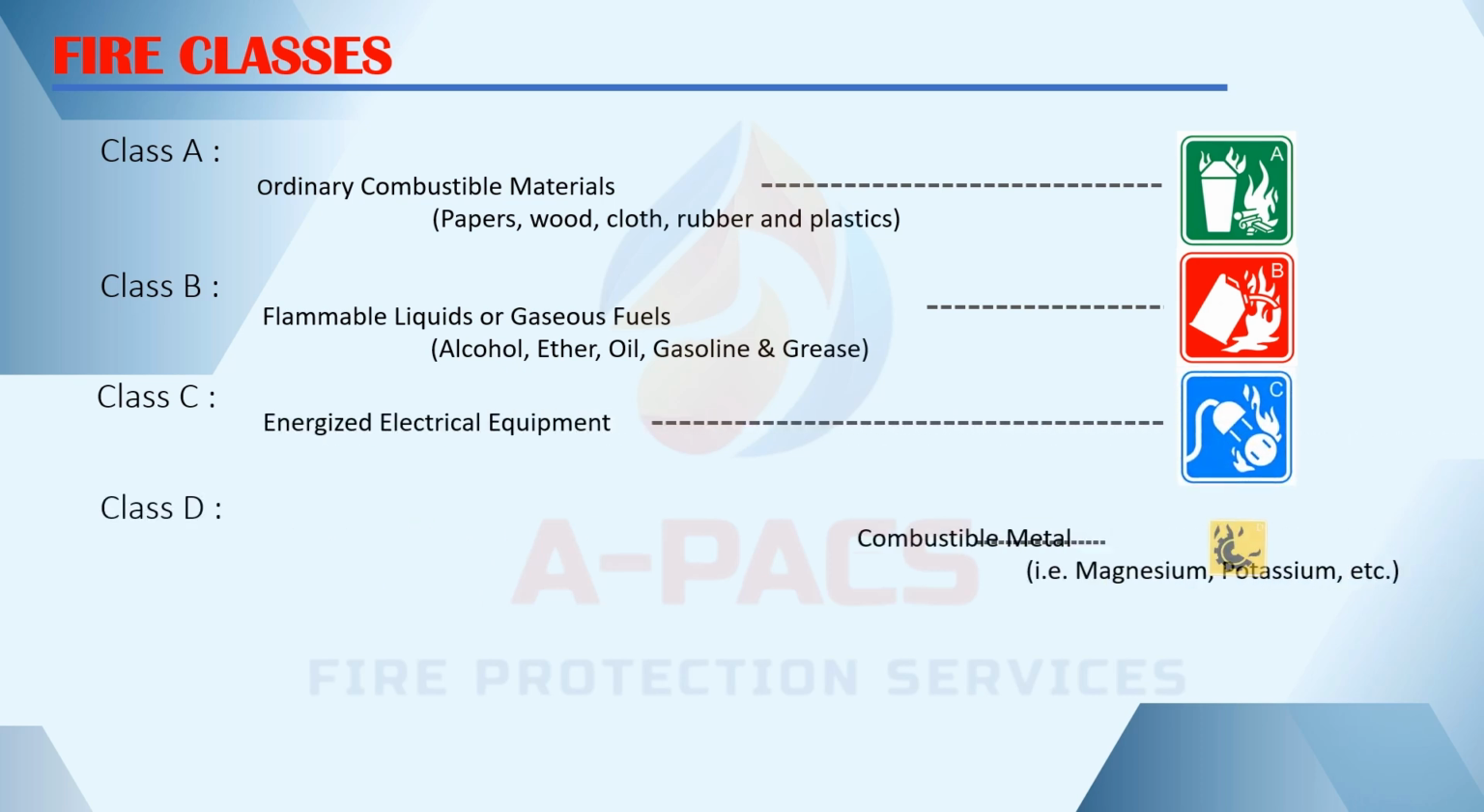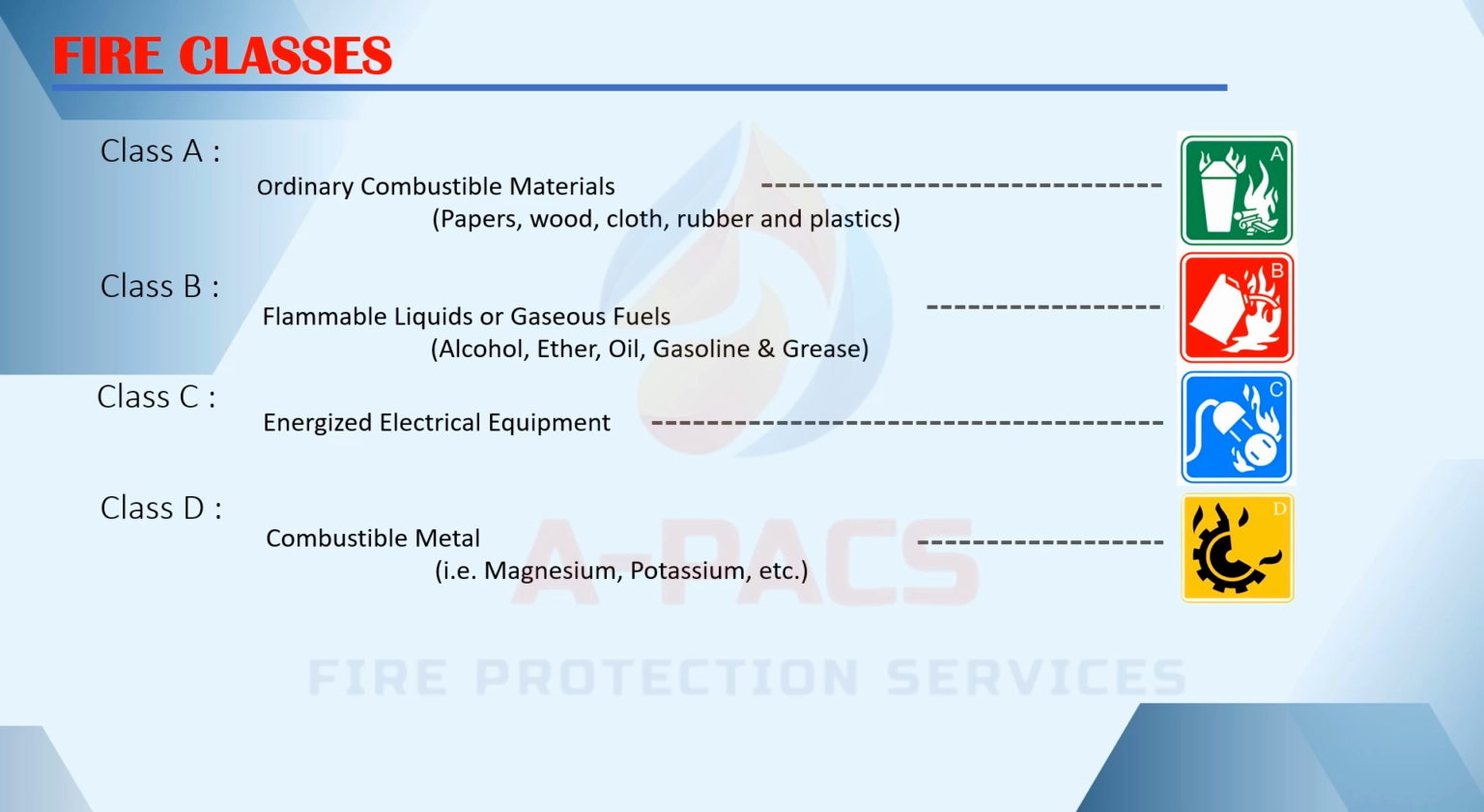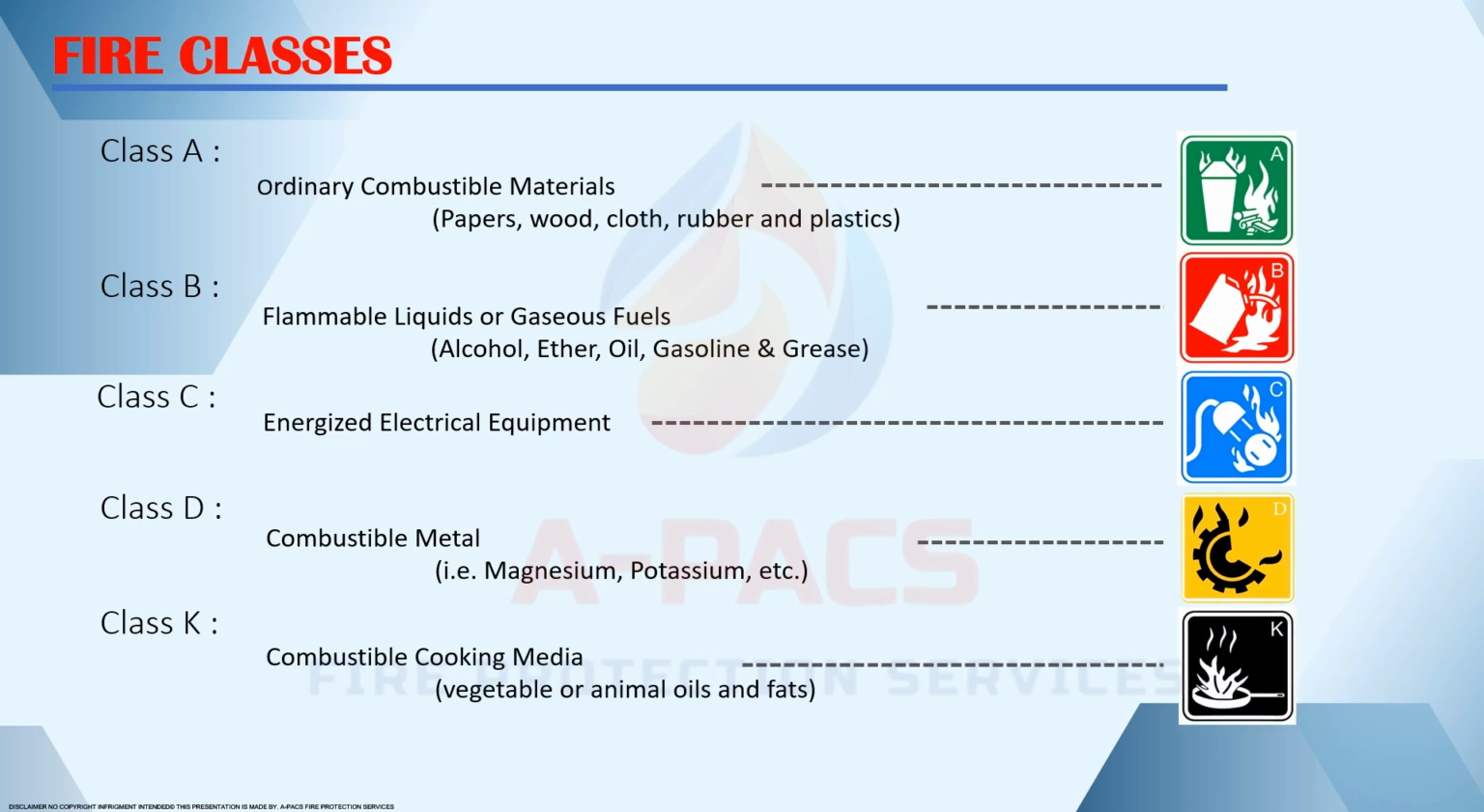Class D: combustible metal, i.e. magnesium, potassium, etc. Class K: combustible cooking media, vegetable or animal oils and fats.